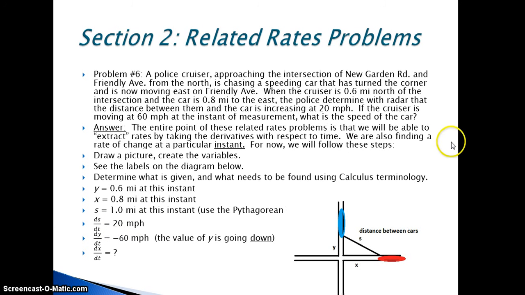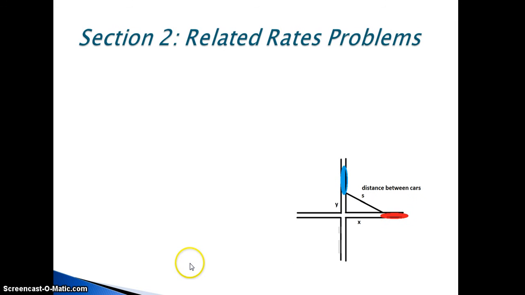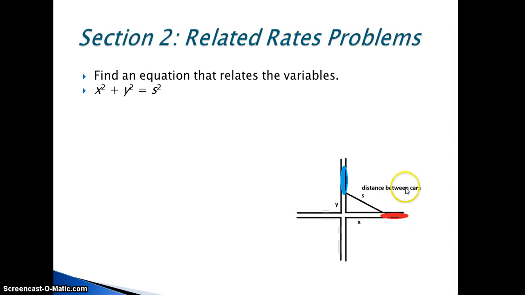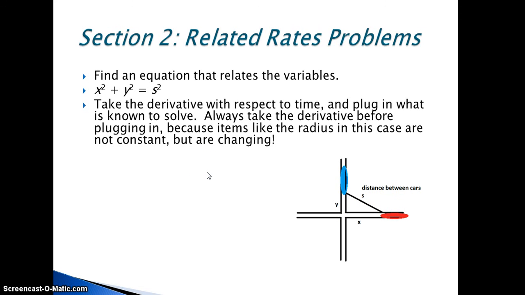What we want to find is the speed of the car, dx/dt. So if you take a look again, we have ds/dt, we have dy/dt. We want to find dx/dt. Is there a way to relate s, y, and x so that we can relate their rates? I already kind of gave you a hint. Yes, the Pythagorean theorem is involved. x squared plus y squared is equal to s squared. Take the derivative with respect to time before plugging in anything. We get 2x dx/dt plus 2y dy/dt is equal to 2s ds/dt.